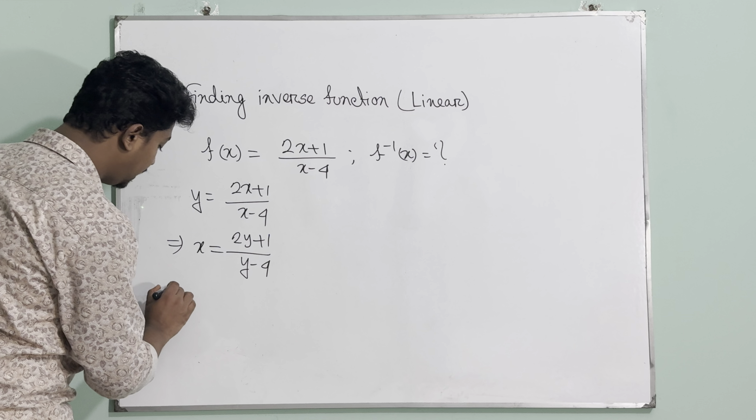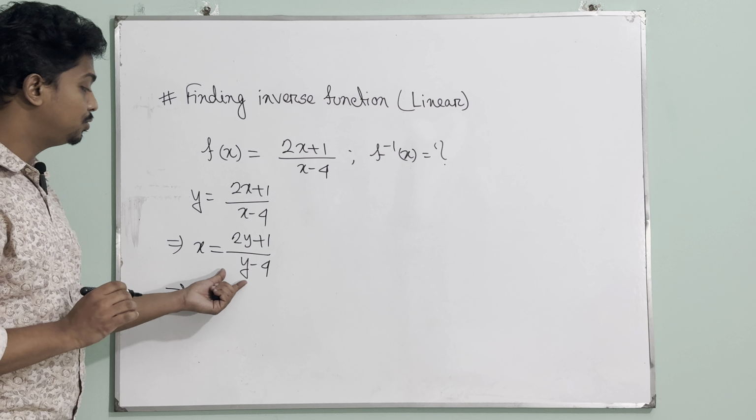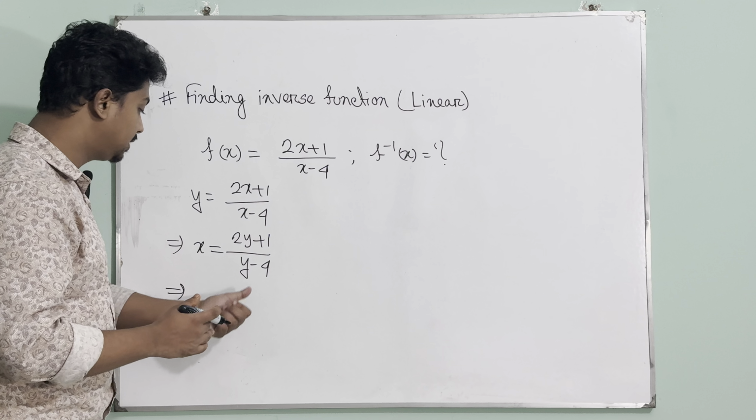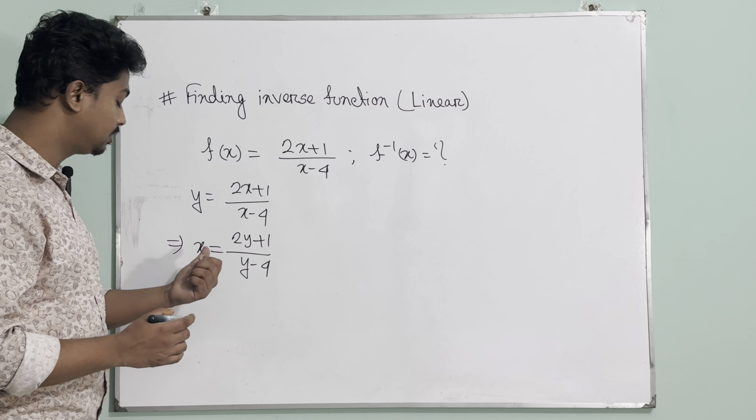Okay, now step 3, very simple. We're going to make y the subject of this equation. How can you do that? You can just cross multiply. You're going to get xy minus 4x equals 2y plus 1. As we are trying to make y the subject of the equation, we are going to take all the y's to one side. So xy minus 2y equals 1 plus 4x.